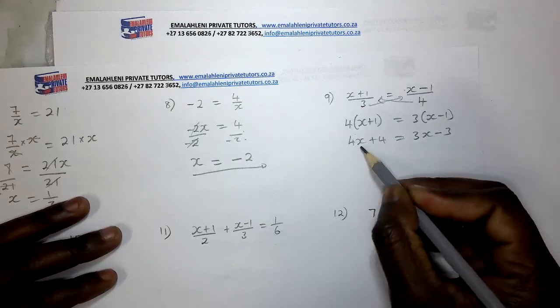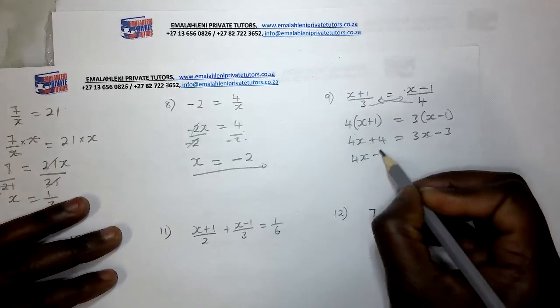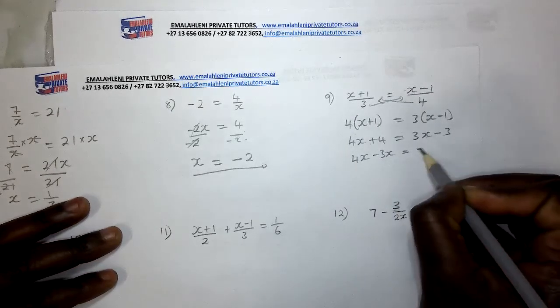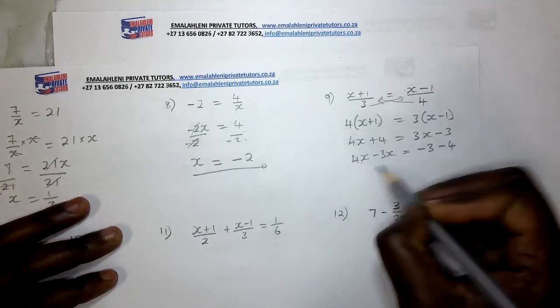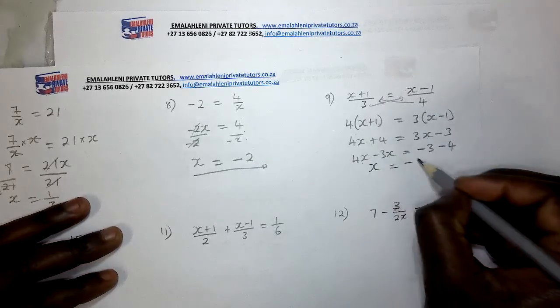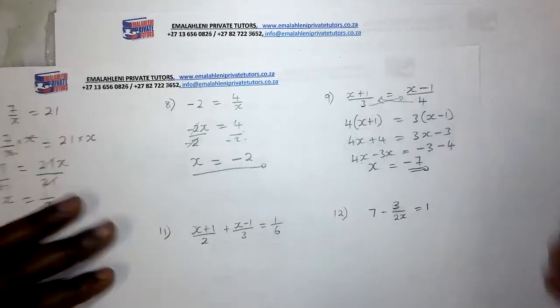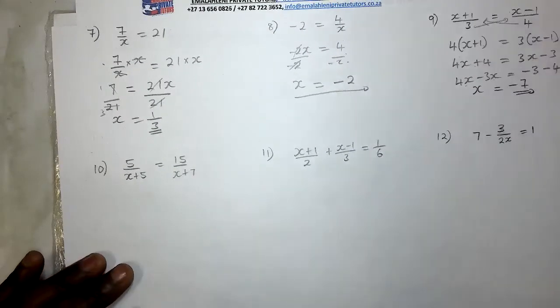Then what do we get here? We take the 3x this side. 4x minus 3x is equal to negative 3, negative 4. Then here 4 minus 3, what do we get? We get x. So x is going to be equal to minus 7. That's what we get as our x. Then let's move on and see the next part.